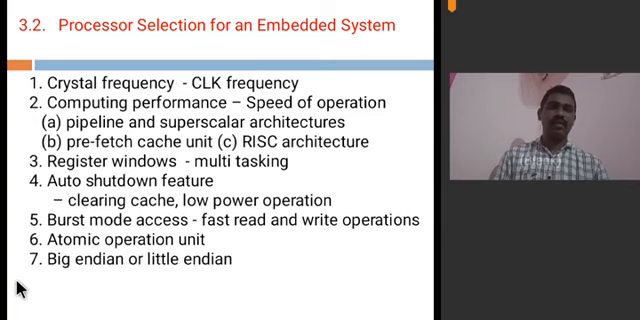Next, big endian and little endian. You should decide whether your processor supports big endian or little endian formatting. That is, whether you are storing the lower byte in the lower address or the lower byte in the higher address. You should know about that while you are selecting your processor. Mostly little endian processors are preferred over big endian, because coding is easier in little endian compared to big endian.